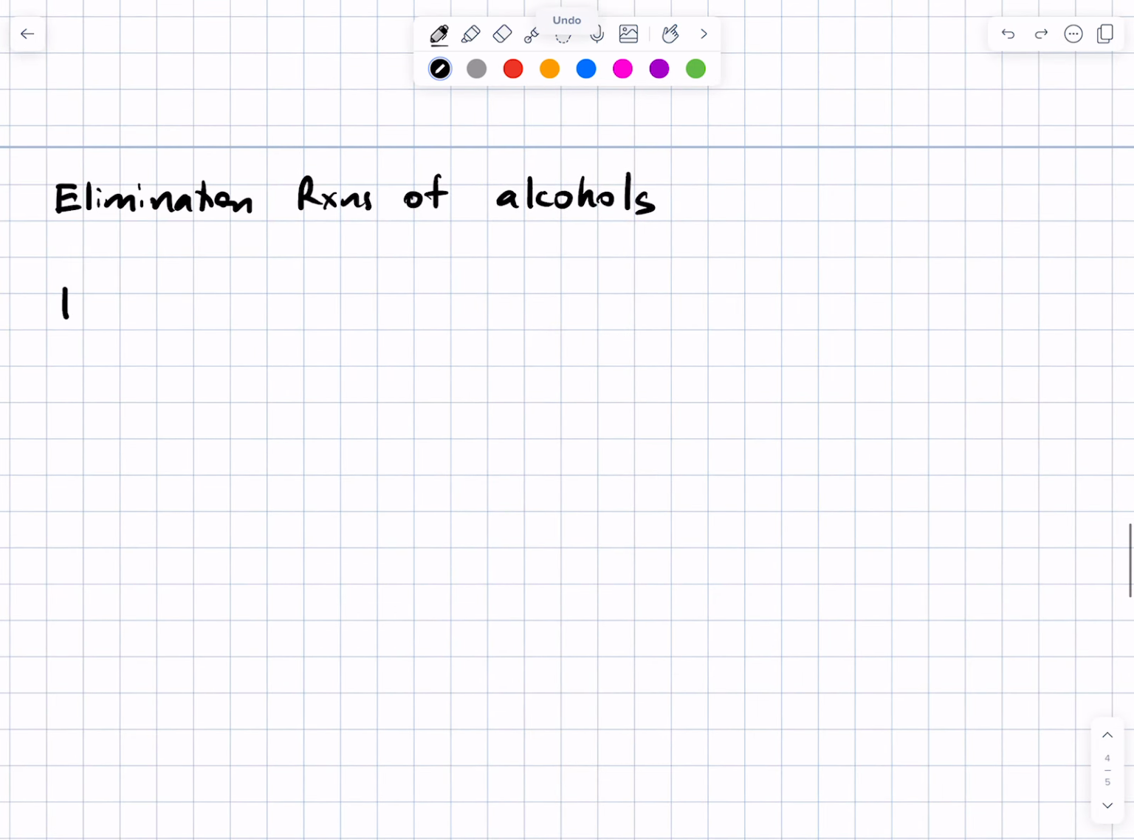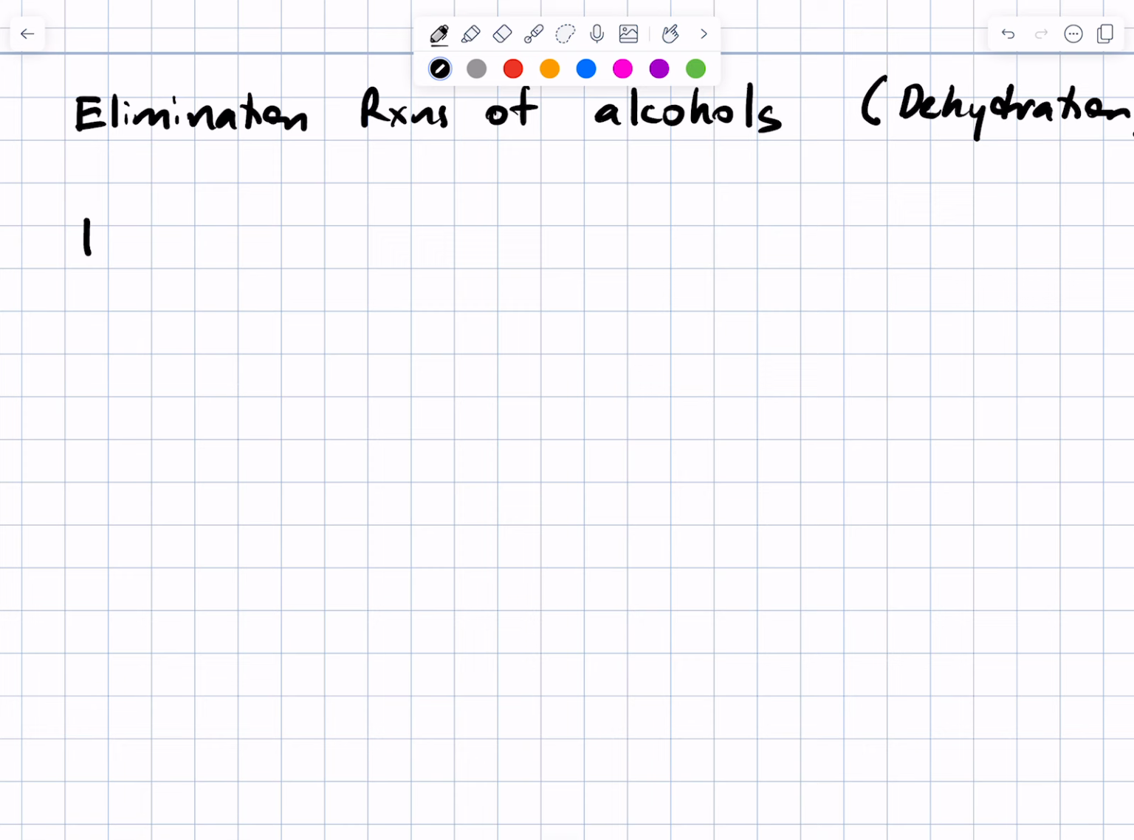So elimination reactions of alcohols are called dehydration reactions because you lose the OH and you lose a beta proton, which is the same thing as losing water, so dehydration. Let me show you a couple of different ways you can do this under acid catalyzed conditions. Here is a secondary alcohol, and we're going to use H2SO4 as a reagent.